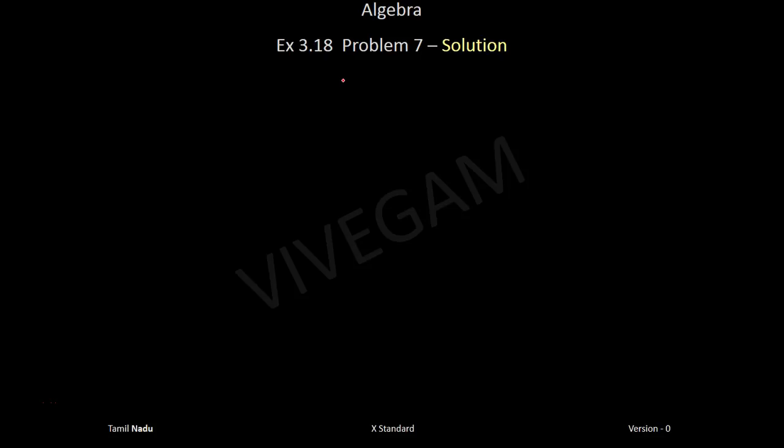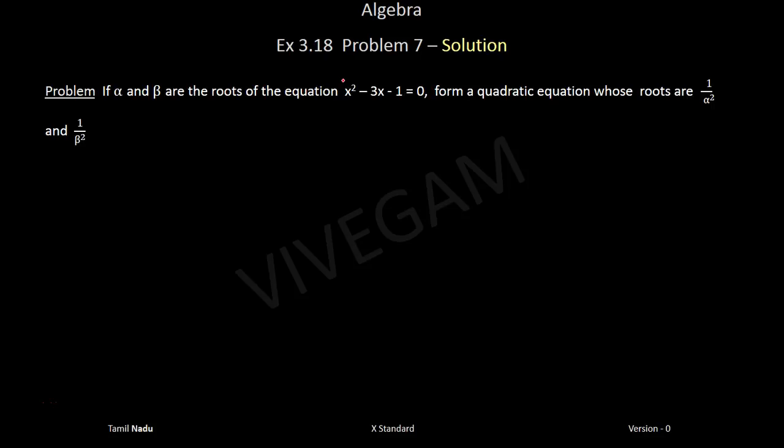Exercise 3.18, Problem 7, Solution. If alpha, beta are the roots of the equation x square minus 3x minus 1, form the quadratic equation whose roots are 1 by alpha square plus 1 by beta square. It's like the previous problem.